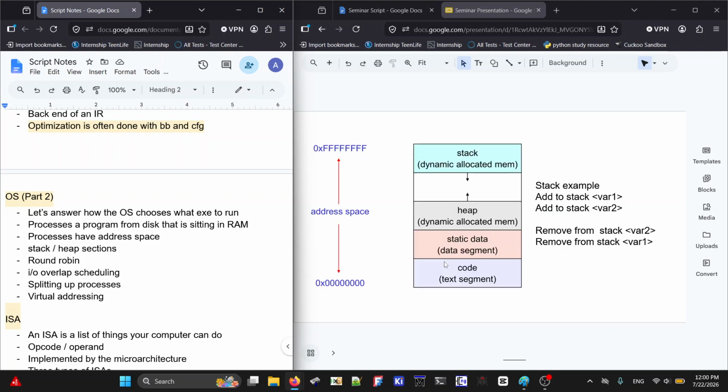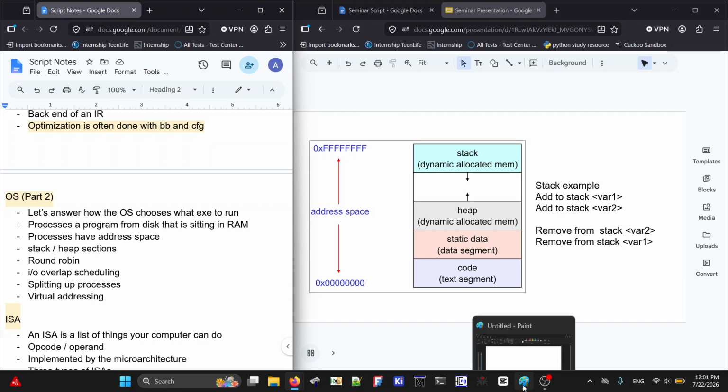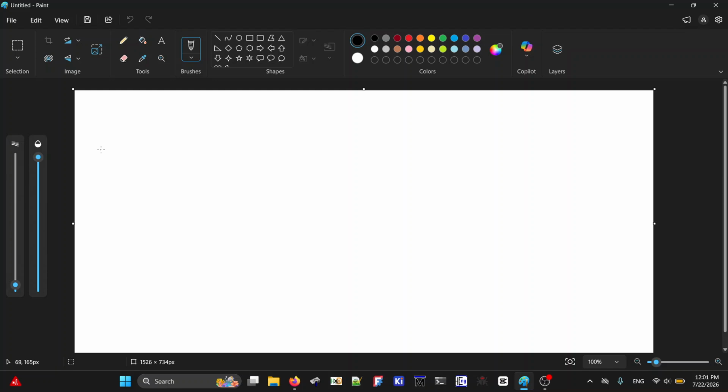Before we understand that, we have to understand that there's not going to be just one exe running. It's going to be multiple, right? So we need to understand the sort of anatomy of one exe before we can understand everything else.